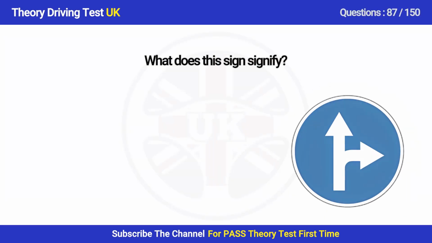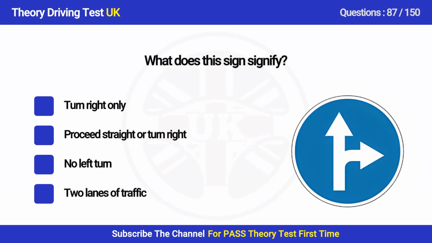Question 87. What does this sign signify? A. Turn right only. B. Proceed straight or turn right. C. No left turn. D. 2 lanes of traffic.